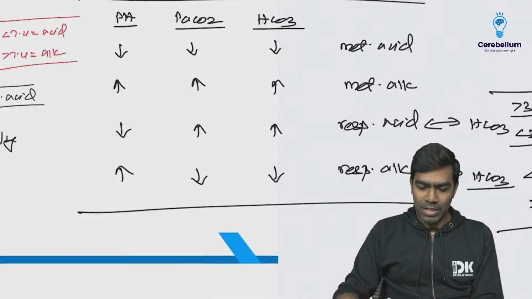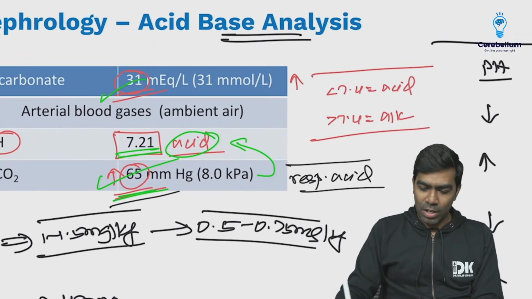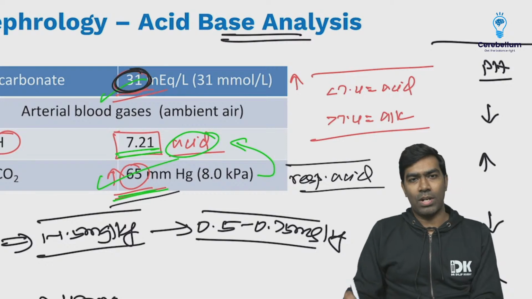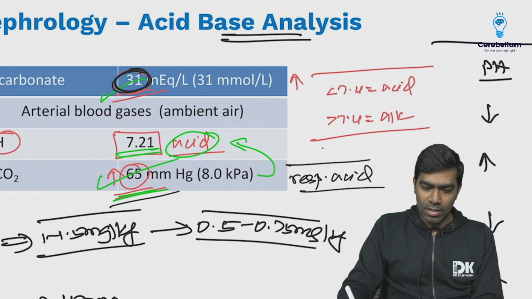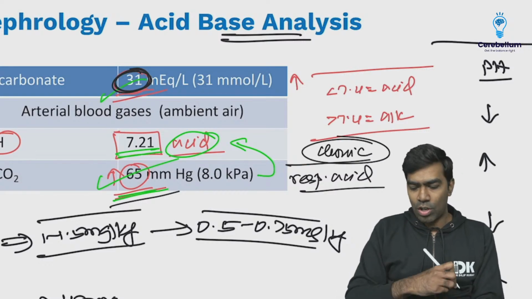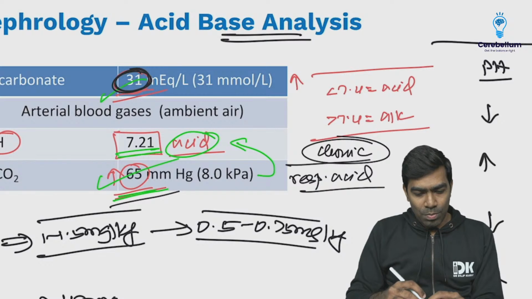And look at this patient. This patient is having a bicarbonate of 31. So you think it's a chronic respiratory acidosis or acute respiratory acidosis? This patient is very likely to have a chronic respiratory acidosis.